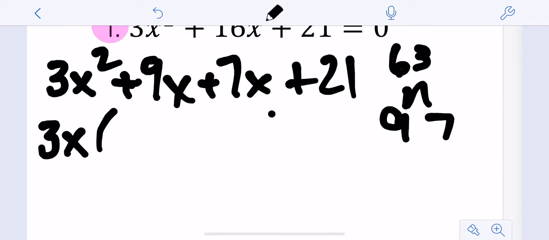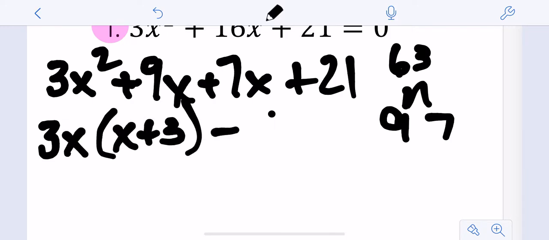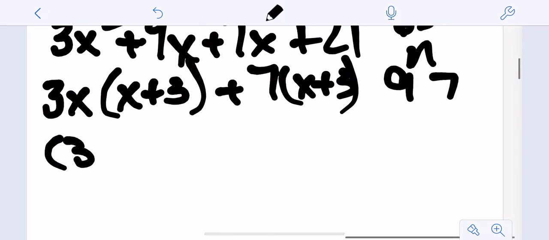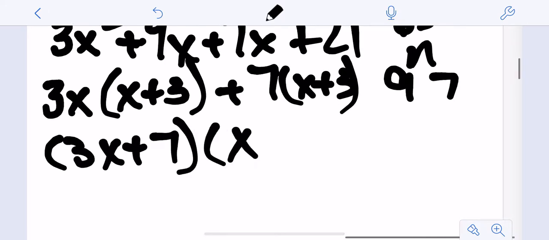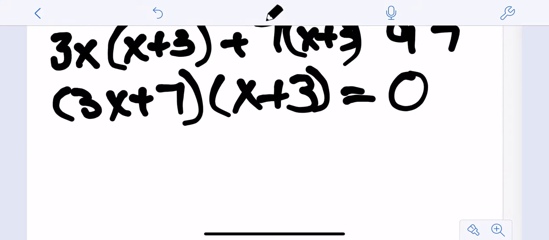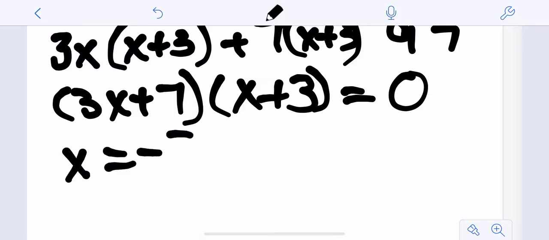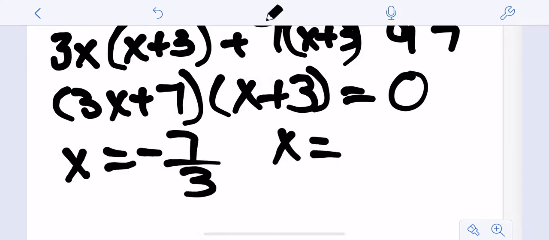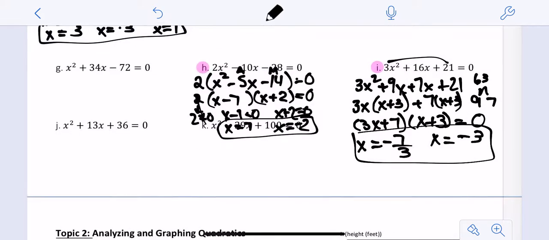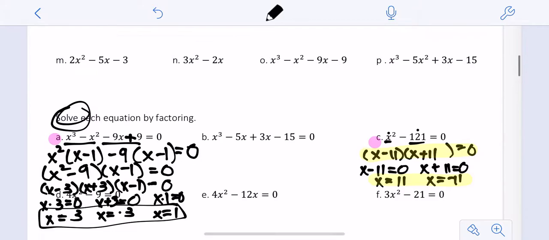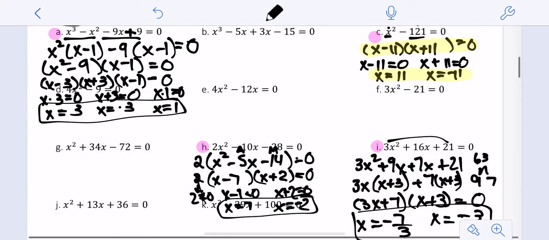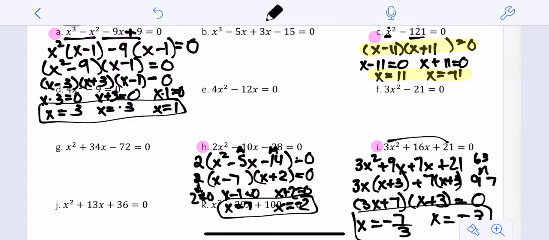Take out your GCF here, that leaves you with x plus 3, plus 7, that leaves you with x plus 3. And so this leaves me with 3x plus 7 times x plus 3 equals 0. So I set each of those equal to 0, so x equals negative 7 over 3, and x equals negative 3. So again, solving by factoring is different than just factoring. You need solutions. The other thing I would urge you to remember is solving by factoring, you need it to equal 0 first, because the zero product property only applies when it equals 0.